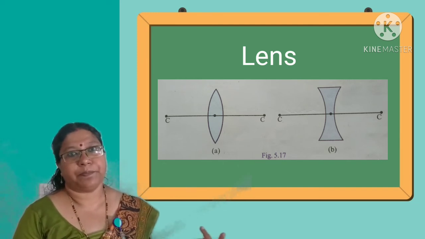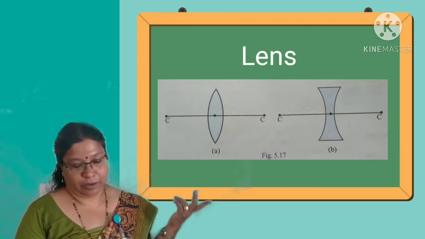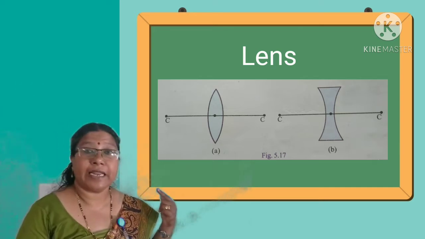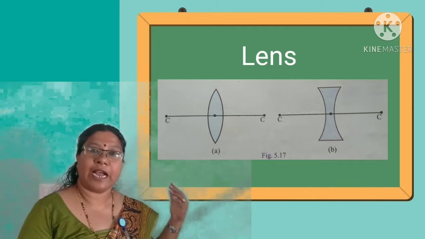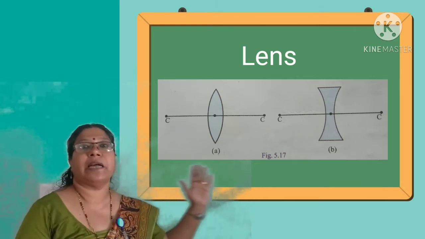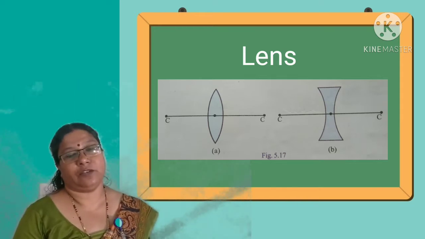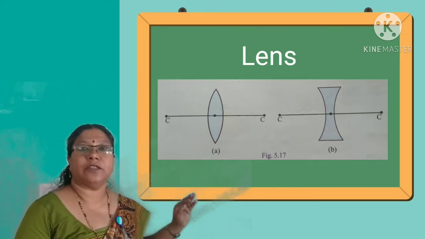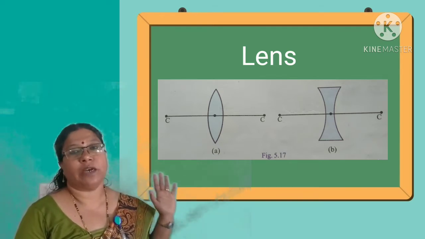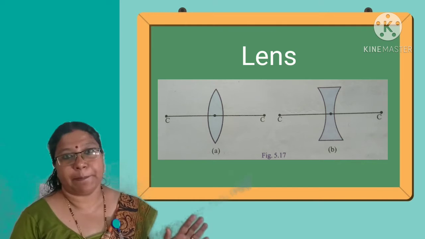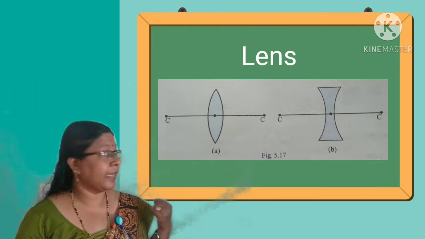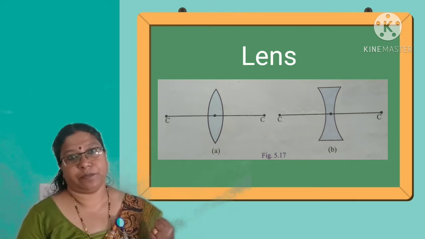Then comes the next one, principal axis. Principal axis is the line joining the two centers of curvature, and it passes through the optic center. So the line passing through the centers of curvature is known as the principal axis. Next important thing that you have to study is principal focus.